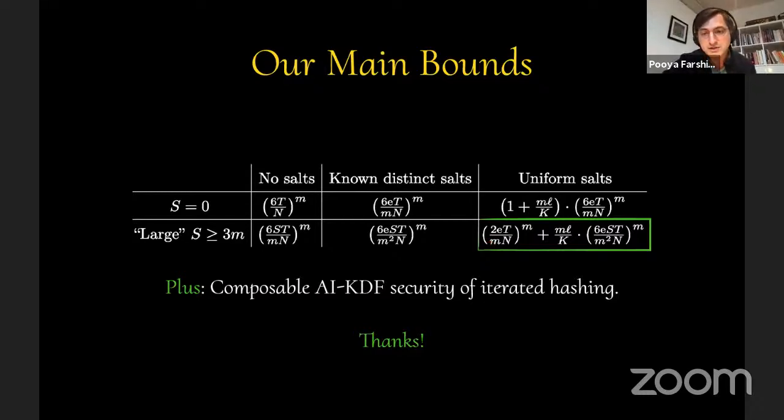So this basically theoretically confirms the wisdom that salting defeats pre-processing. In the paper, we also propose a composable KDF notion of security in the presence of AI, auxiliary input. And we look at the case of iterated hashing. Thanks very much.